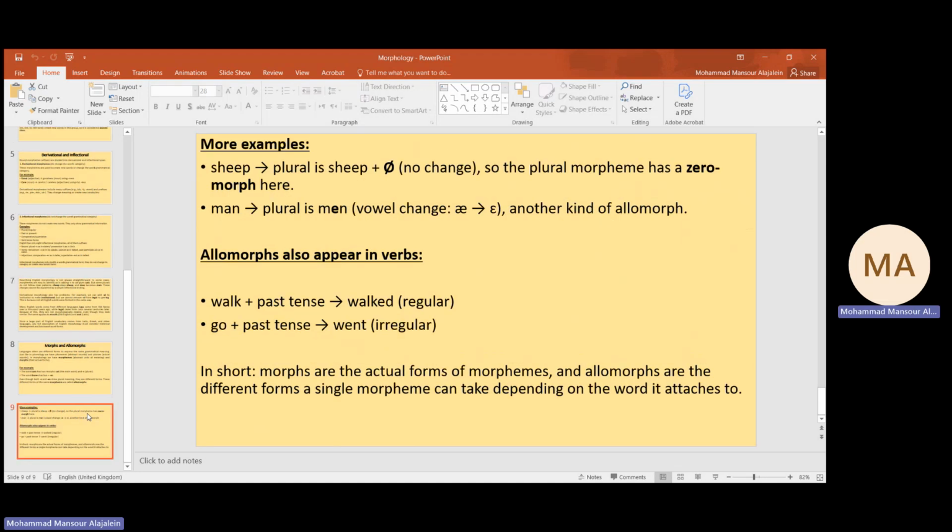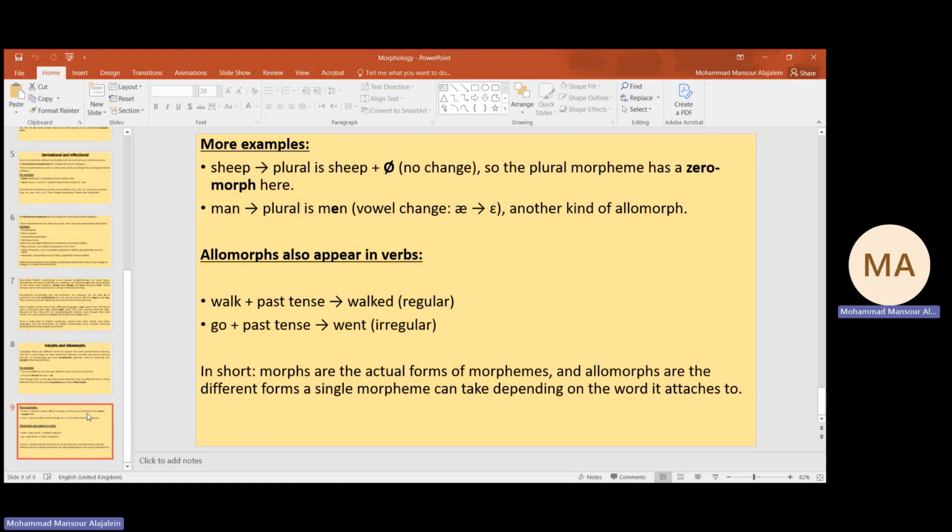And finally, we have some examples here also. Sheep, plural is sheep. There's no change. So the plural morpheme has a zero morpheme. So this is a zero morpheme. This is another variety of allomorph of the morpheme. Sorry, man, plural is men, a vowel change from a to e, which is another kind of allomorph also. So allomorphs also appear in verbs: walk, past tense walked, regular, and go, went, which is irregular.